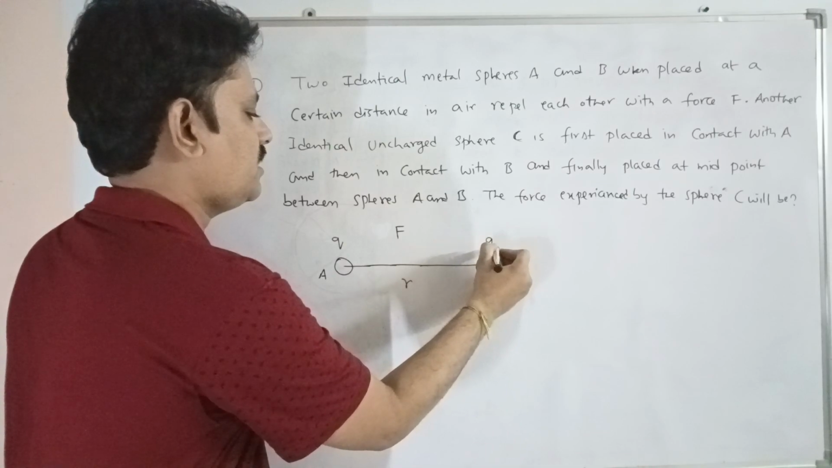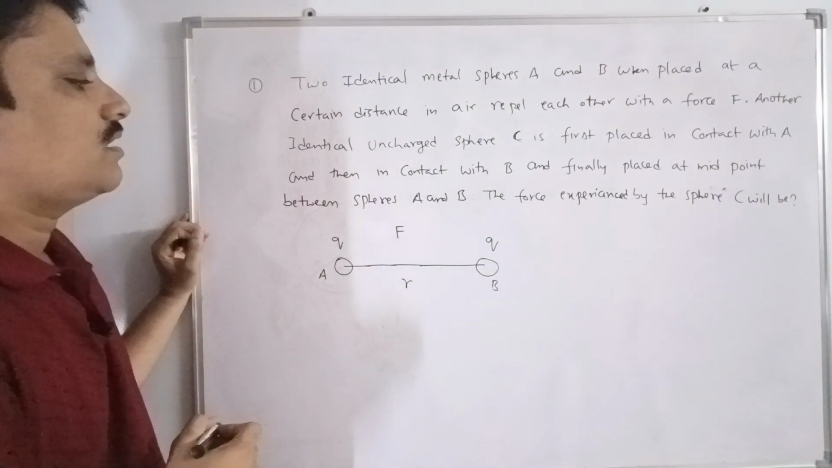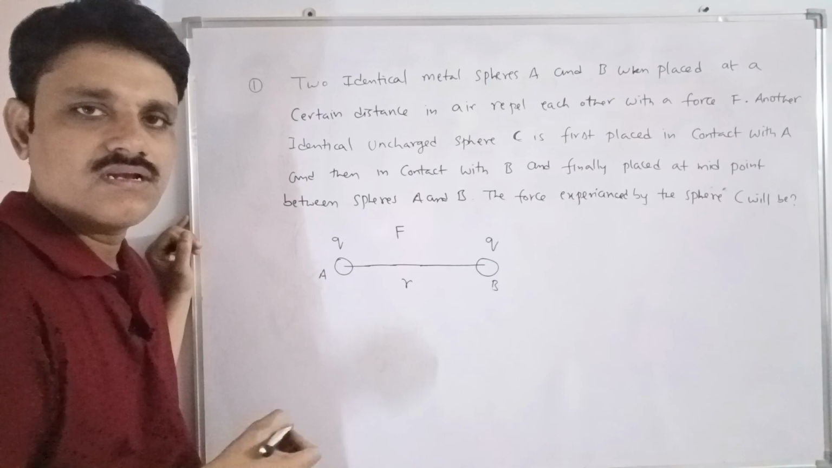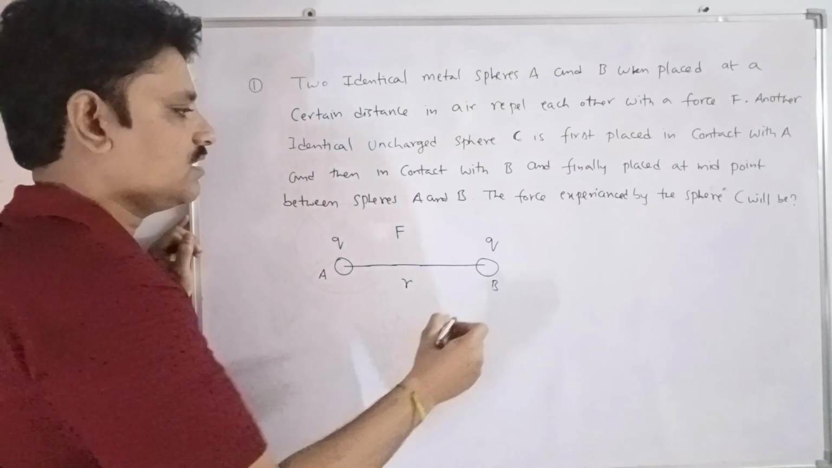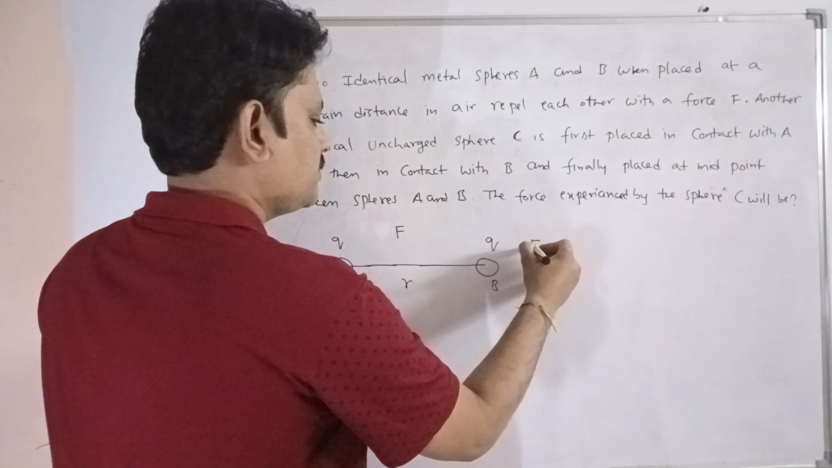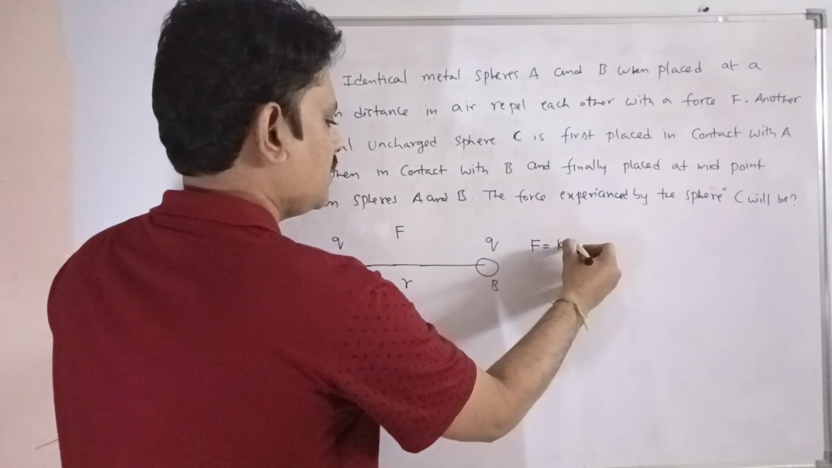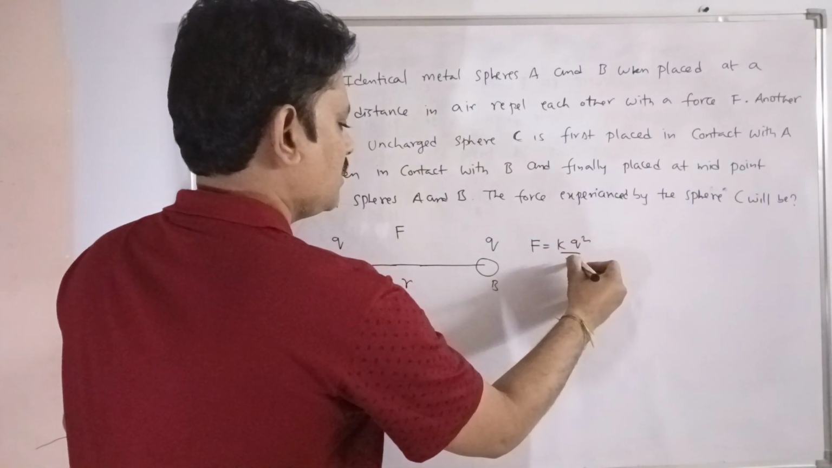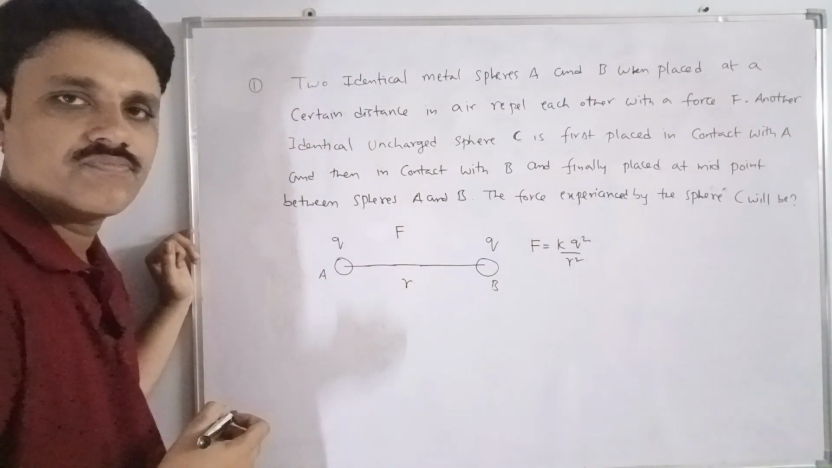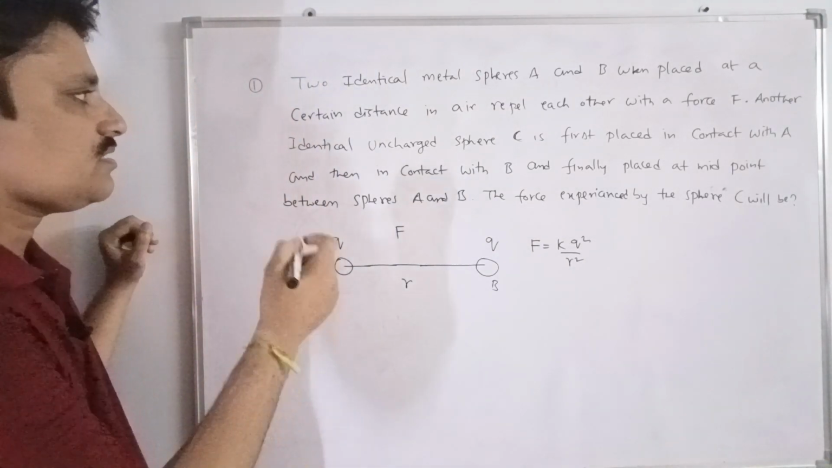These two spheres have the same charge because they are identical. Let us suppose the charge is q, and the force acting between the two spheres is F equal to k q square by r square, according to Coulomb's law, right? See the next point.